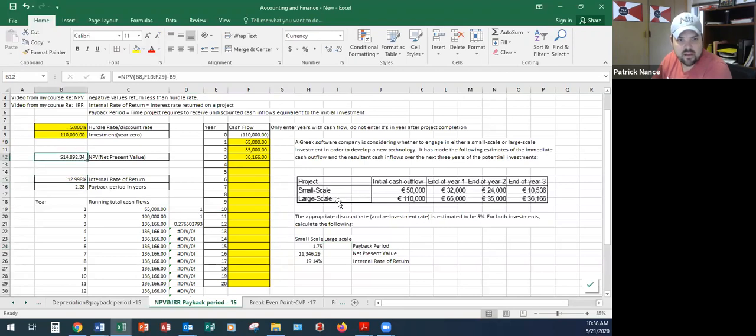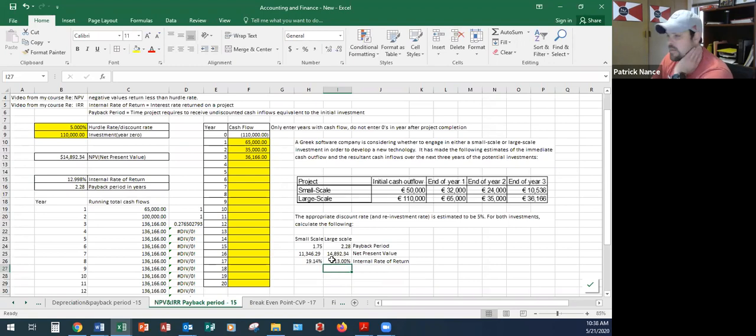My NPV is 14,892.34. So notice that is a little higher than the other one. My payback period is longer, 2.28 years here. My internal rate of return is 12.998%.